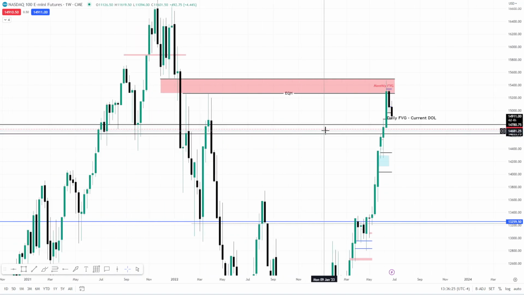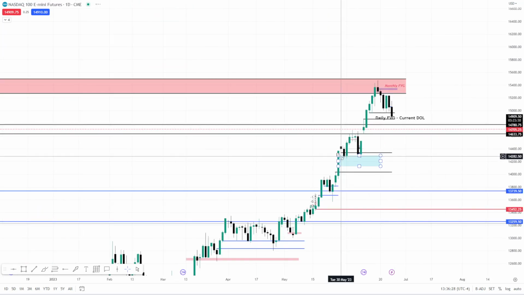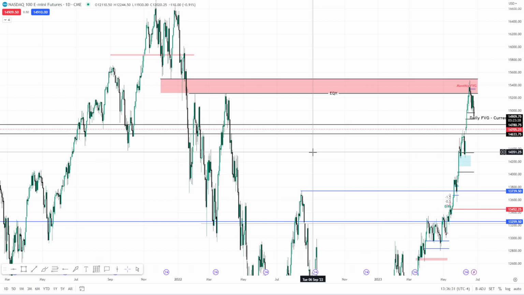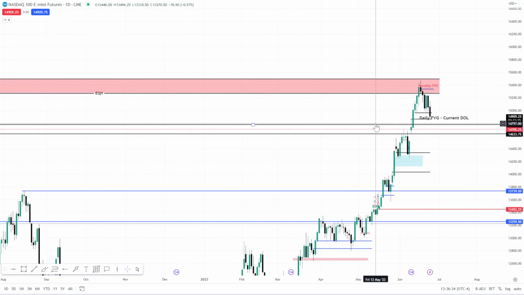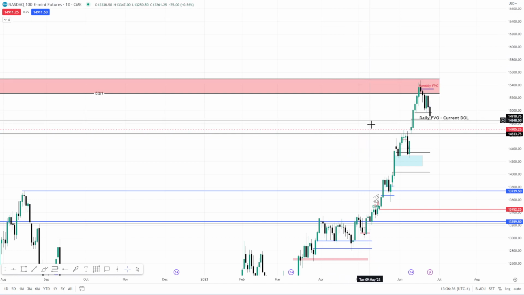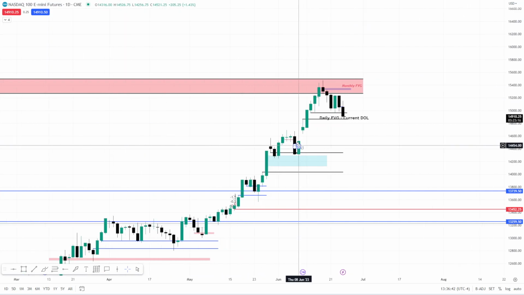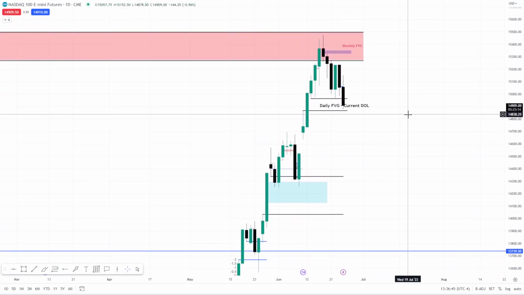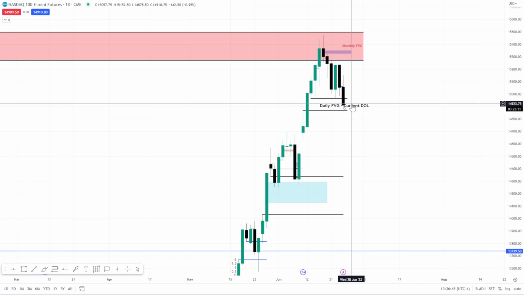So from the daily, I think I need to get rid of that now. Yeah, that was a daily fair value gap. So again, I want to see, does the candle body close below 50% or not? If we close out below 50% of this, I could see some overlap and running back into this, and then rejecting and starting to move lower.